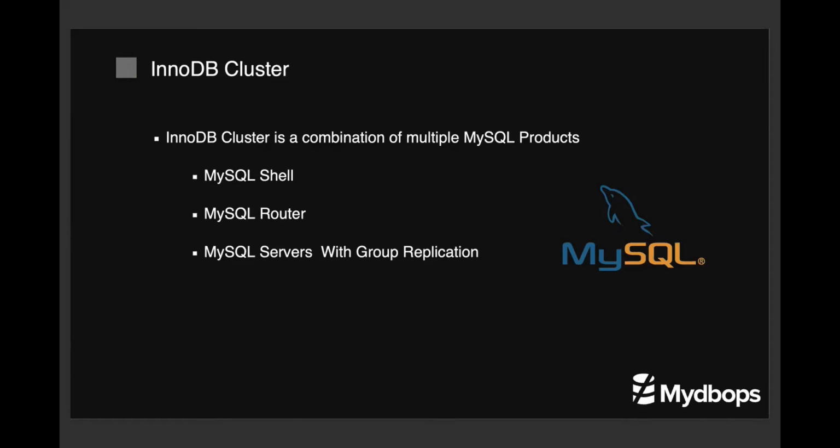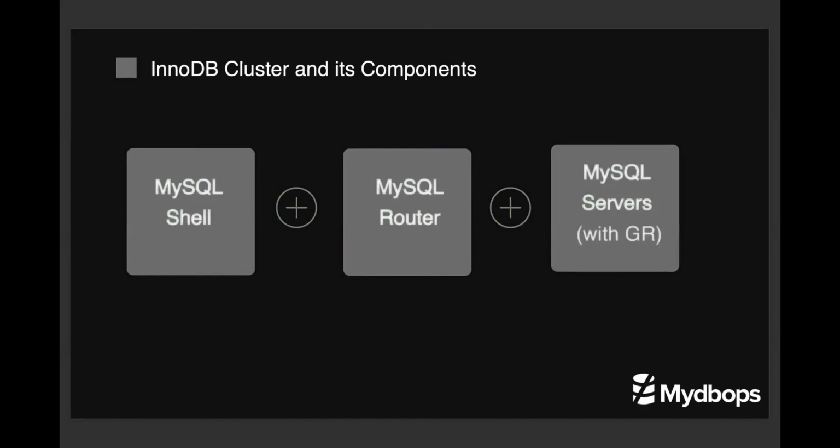And MySQL Router is a load balancer that comes with MySQL. It works at the TCP level, like HAProxy. It doesn't have SQL intelligence, but it does the job of switchover and failover really efficiently and gels well with group replication. So that is InnoDB cluster and its components.